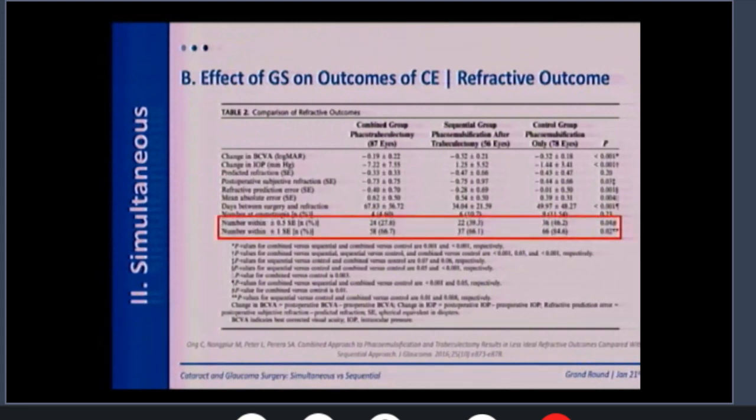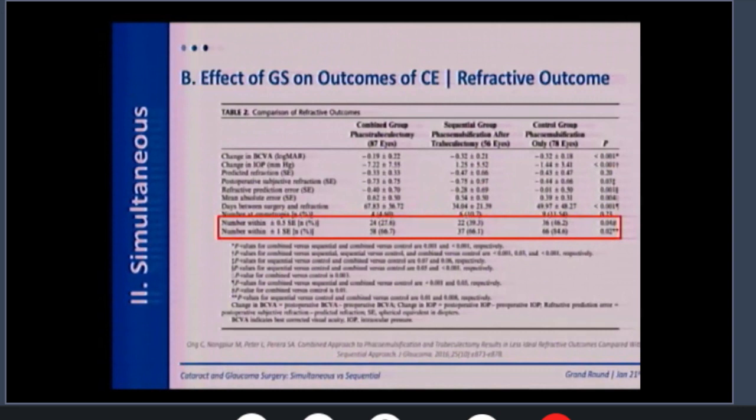So they divided patients into 3 groups: phaco alone, combined phaco with trabeculectomy, and phaco first and then trabeculectomy afterwards. But it appears that when defining success as within one spherical equivalent plus or minus, the sequential group and the phaco trabeculectomy group had the same refractive outcome. So there was no benefit of delaying the phaco. It's 66% and 66%, and in the control group it was 84%.